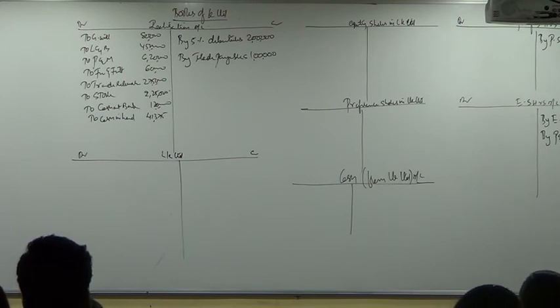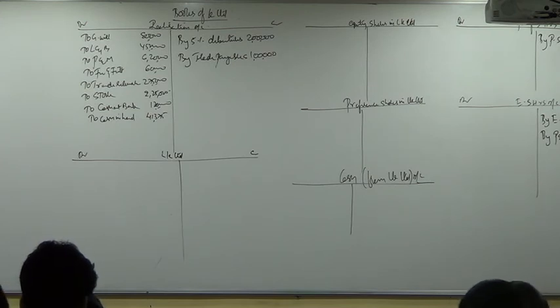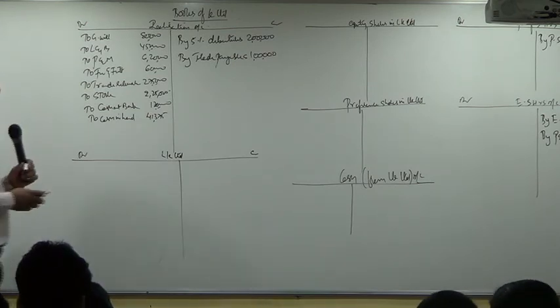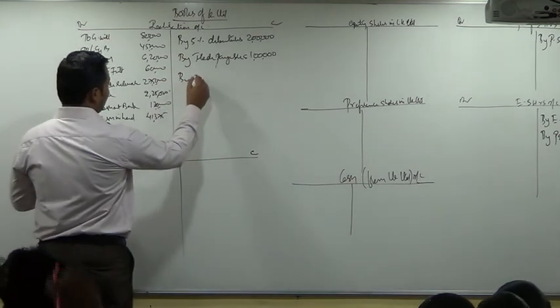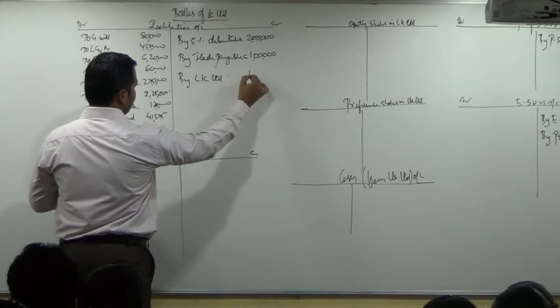Make the purchase consideration due now. What is the entry for purchase consideration due? LK Limited account debit, to realization account. LK Limited, by LK Limited. How much? 15 lakh.